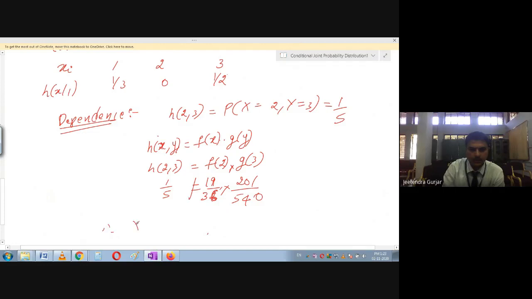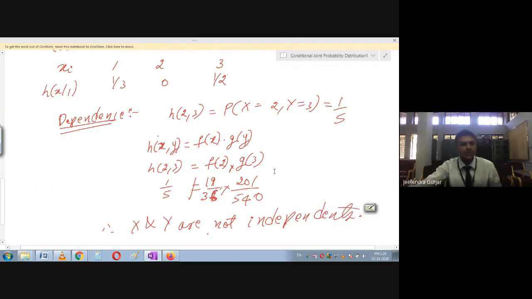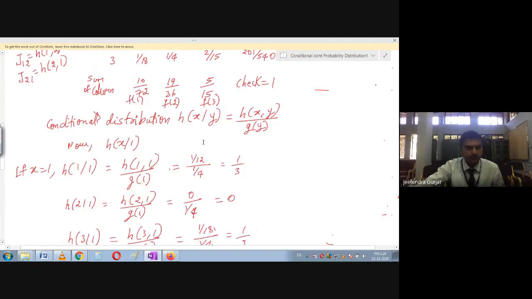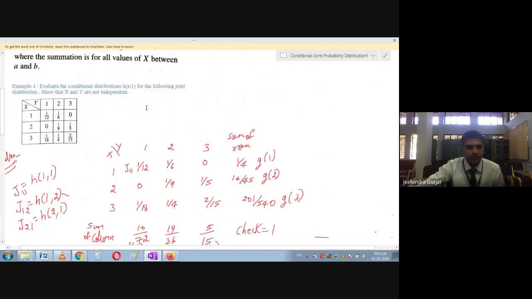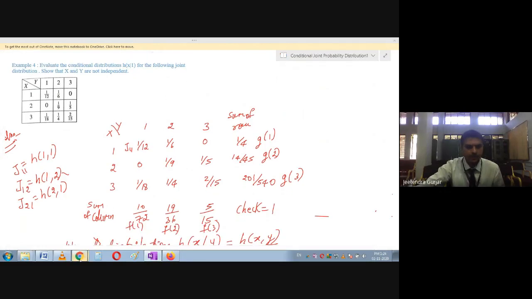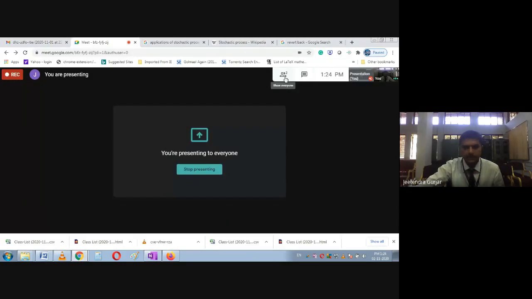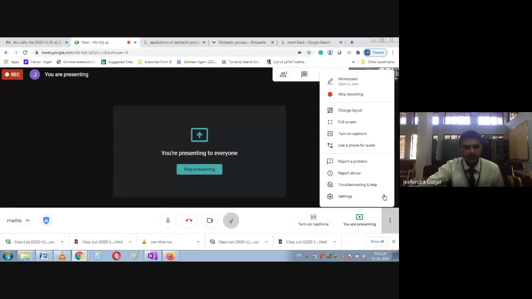Therefore x and y are not independent. Please remember this, friends, very, very important. Same way, in the exam they may ask, instead of the conditional distribution h of x given 1, they may ask you g of y given 1. So please remember this example, very, very important. Go through this example once again. If you have any doubt, please ask me, students. Yes, thank you.